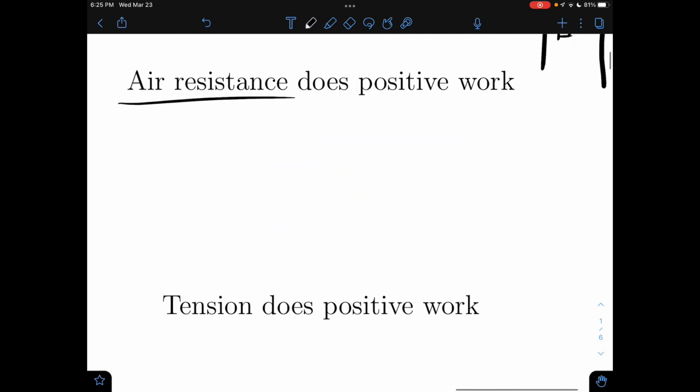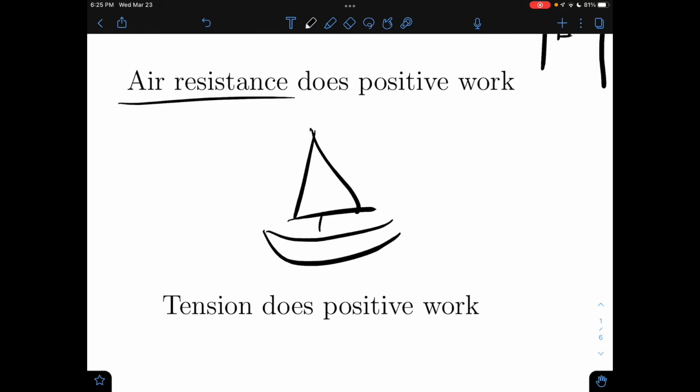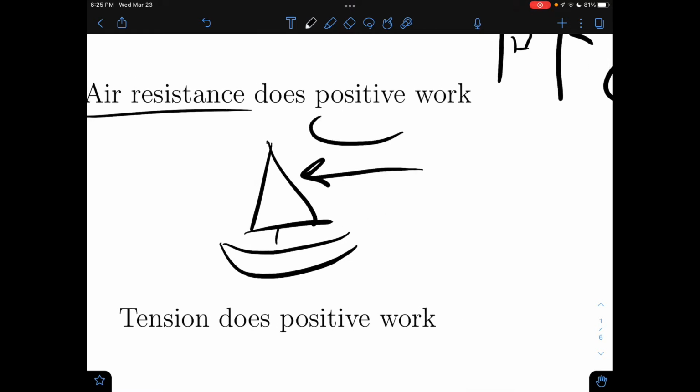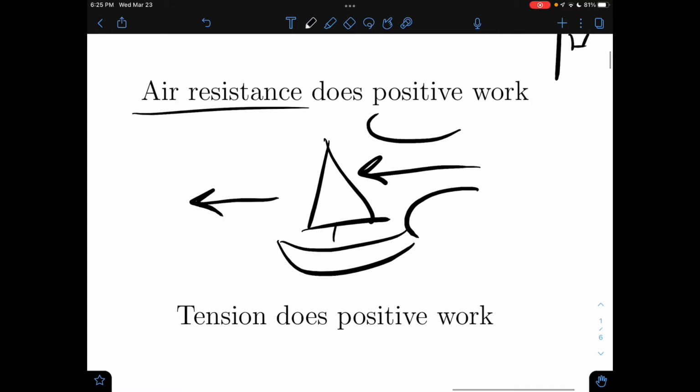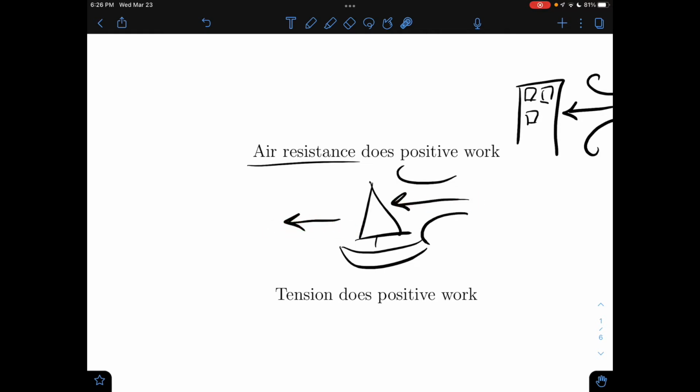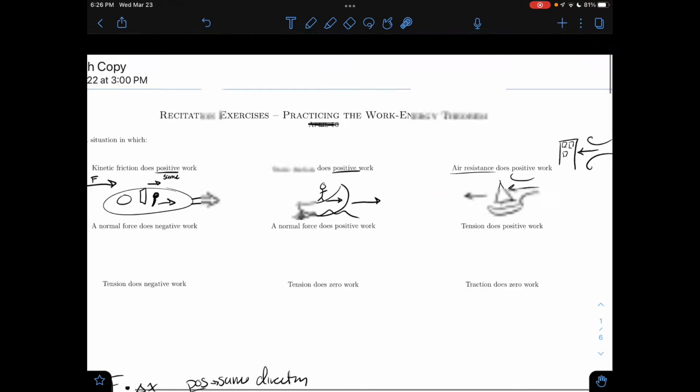Instead, I'm going to go back to our boat example, and now we have a sailboat, right? The wind catches in the sail, and it causes the boat to go this way. So we have our force from air resistance pushing on the sail, which causes the boat to be displaced in this direction, both going in the same direction, positive work.